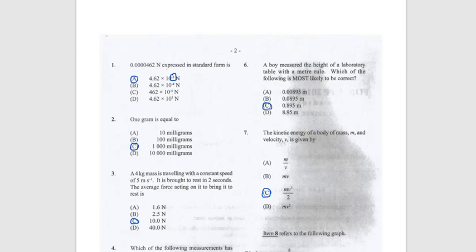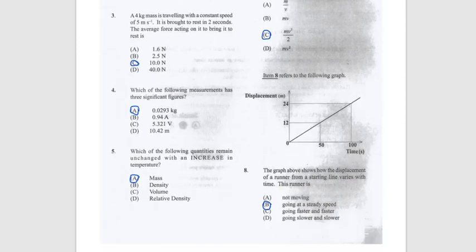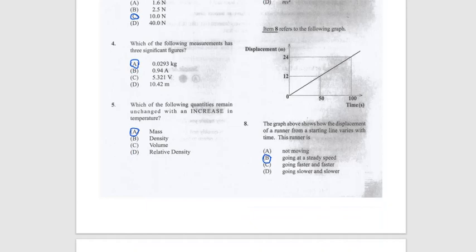Number 7, the kinetic energy of a body of mass m and velocity v is given by half mv squared, C, or mv squared over 2. Same thing. The graph above shows how the displacement of a runner from a starting line varies with time. According to the graph, he is covering the same amount of distance within the same amount of time, so he is going at a steady speed.